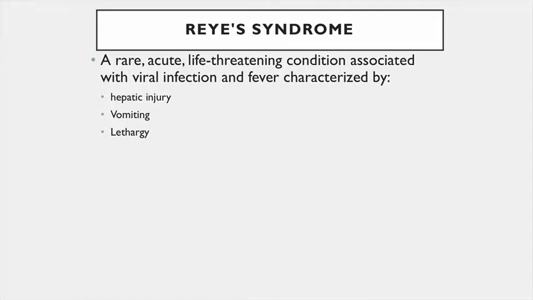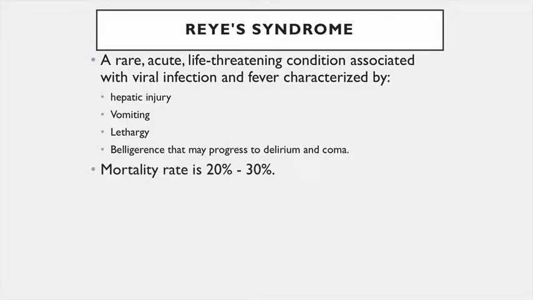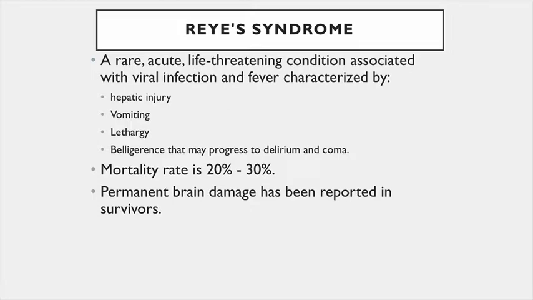But there's this association between a viral infection and the treatment with acetaminophen. And so the condition is called Reye's syndrome, and what it does is it causes severe liver injury, vomiting, and lethargy. It causes a lot of central nervous system interruption, and it can lead to belligerence that can continue to progress to delirium and or coma. The mortality rate of Reye's syndrome is 20 to 30%, and if they do survive it, oftentimes permanent brain damage is a result.